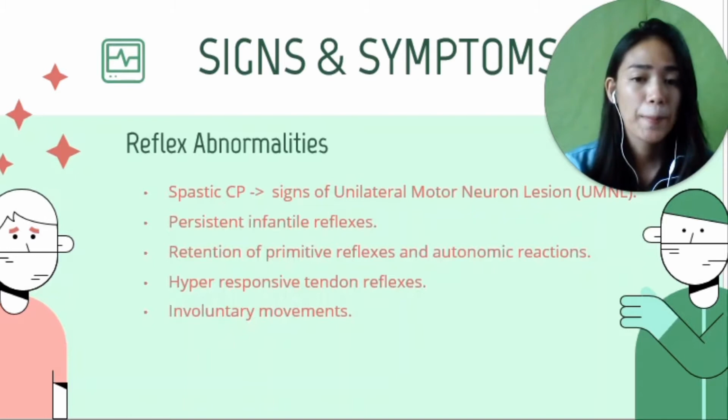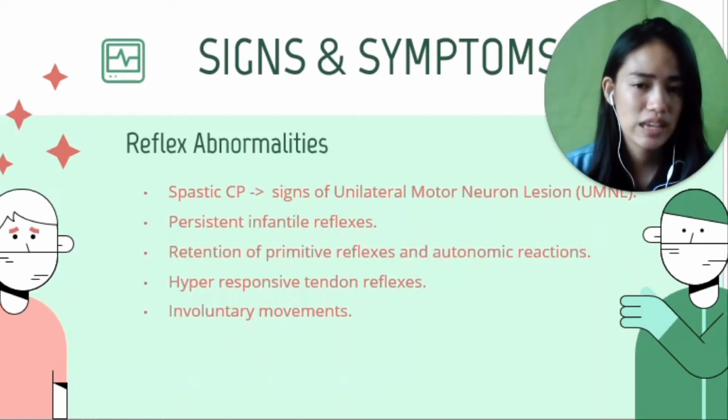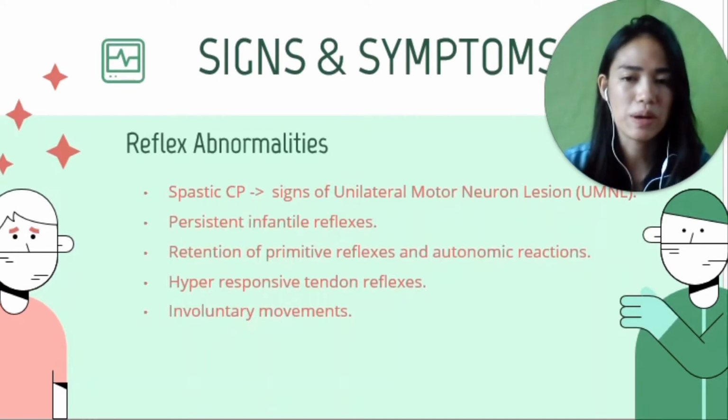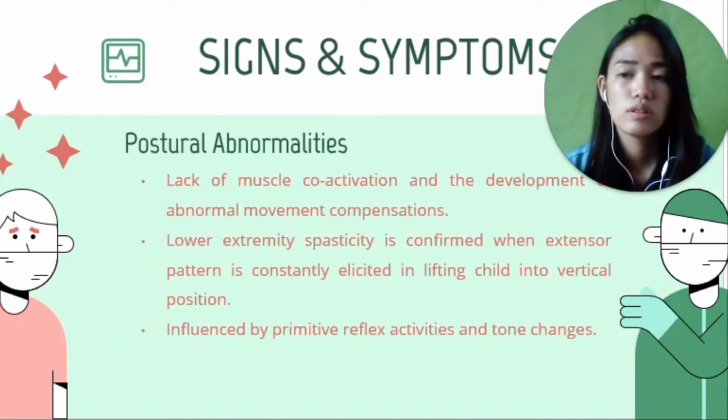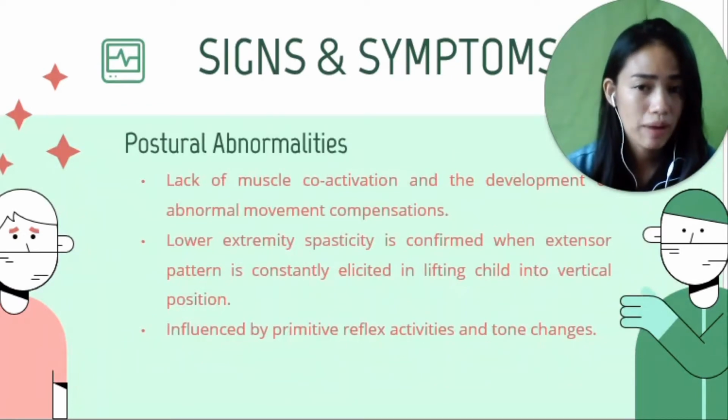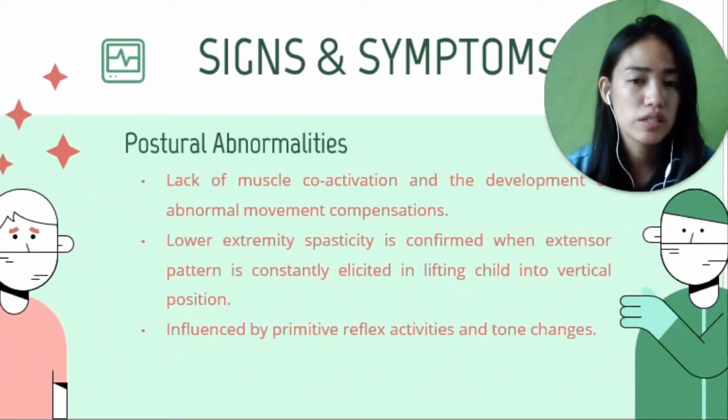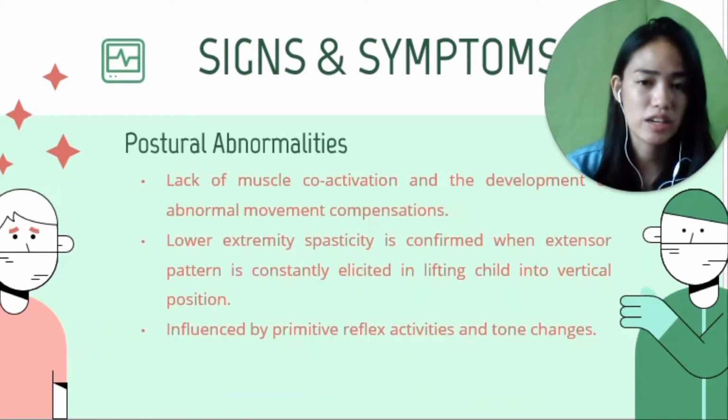So next, we have hyper-responsive tendon reflexes and involuntary movements. So this can be called as spasms also. Next, we have postural abnormalities. So this is the lack of muscle co-activation and the development of abnormal movement compensations.